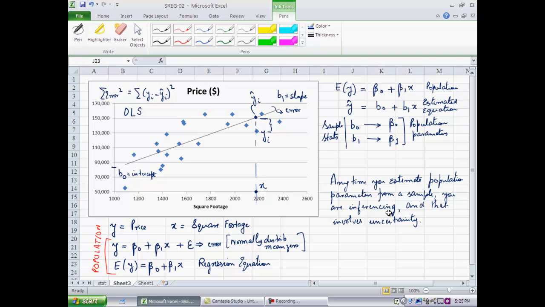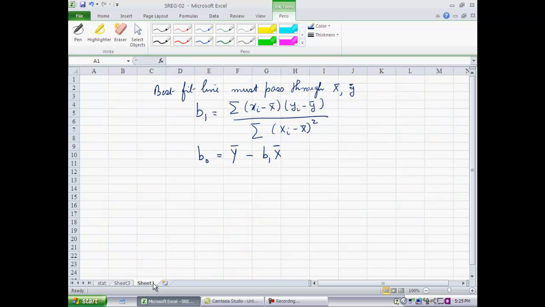So you've looked at your sample data, and Excel has fitted a straight line through your sample data, given you an intercept, given you a slope. How good is it? Should you be relying on it confidently as a good estimate of beta 0 and beta 1? Okay. Now one can show that for the sample data, the fitted line must pass through X bar and Y bar. Well, you can prove that mathematically.